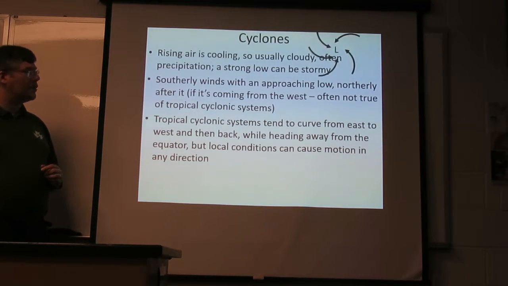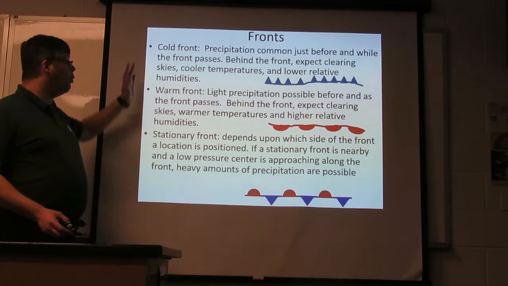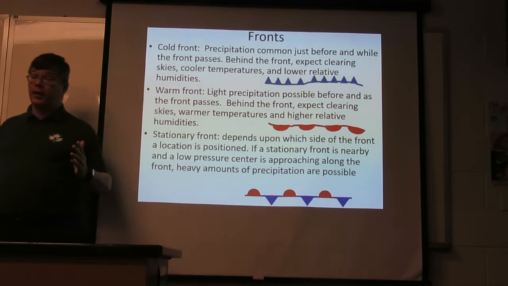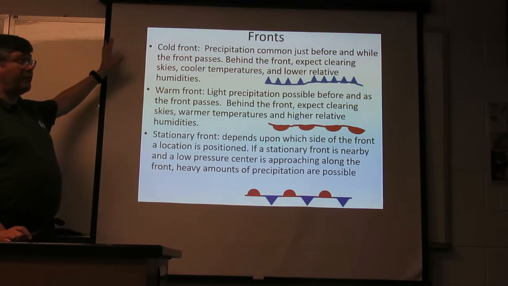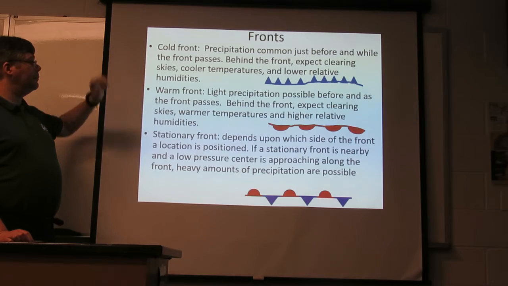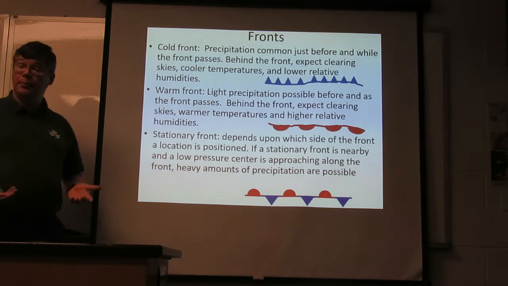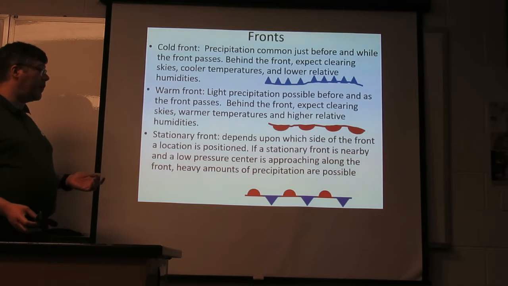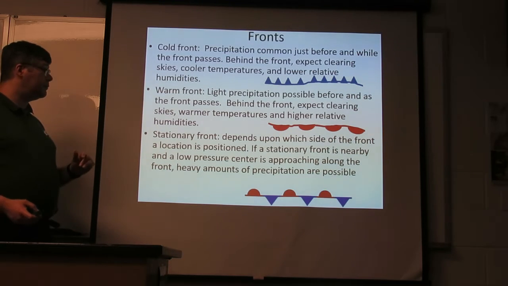So there we go, there's our path for the storm. If we have a front, well, cold front, we tend to have precipitation in front of and at the front. Behind the front, clearer, cooler, less humid. Warm front, we tend to have more mild precipitation associated with the front. Afterwards, clearer and warmer and more humid.